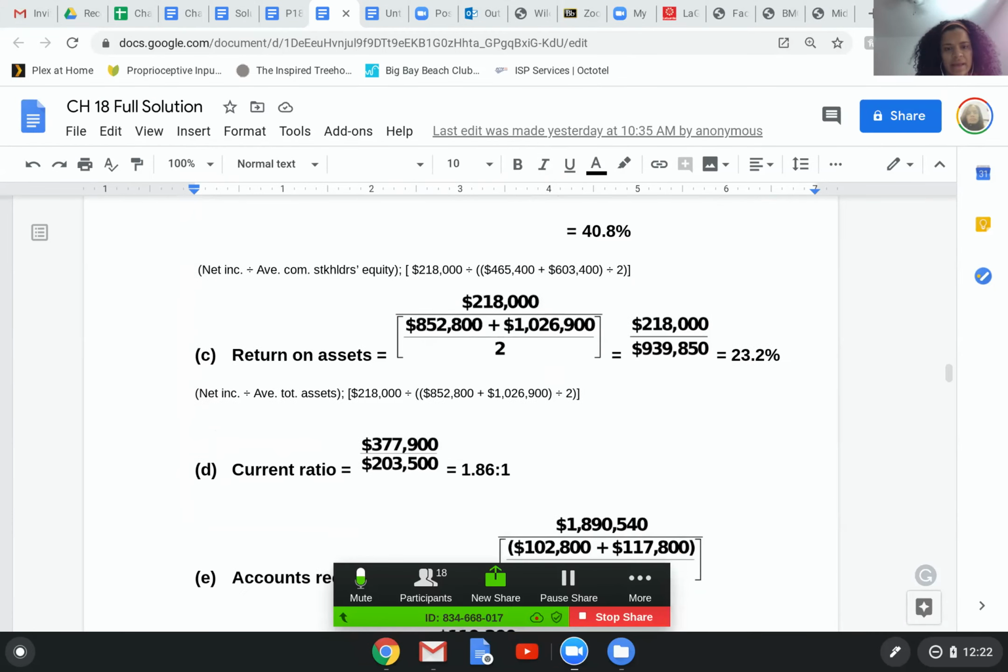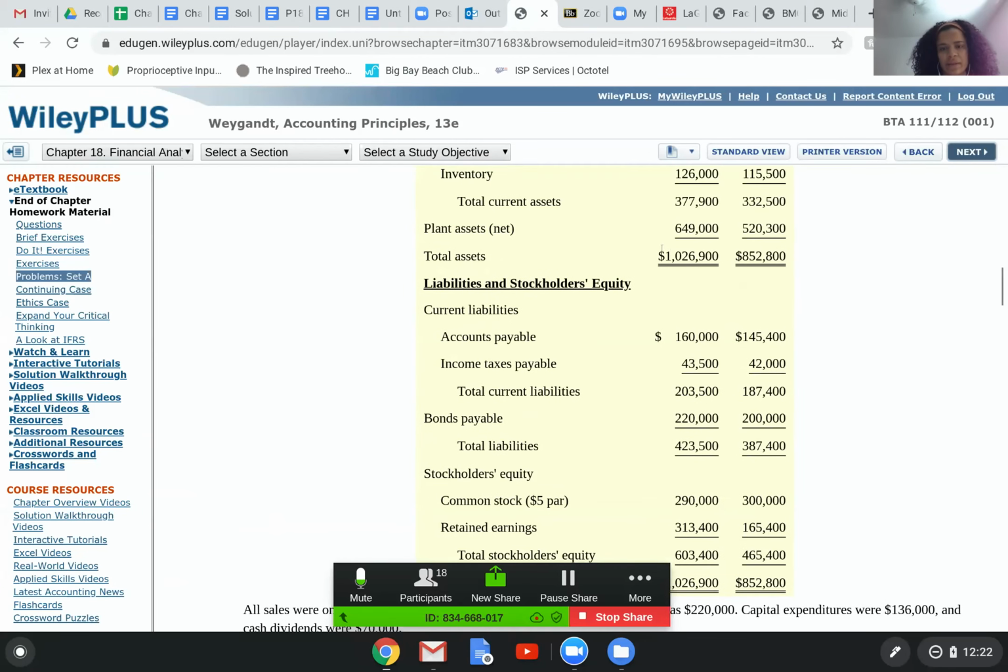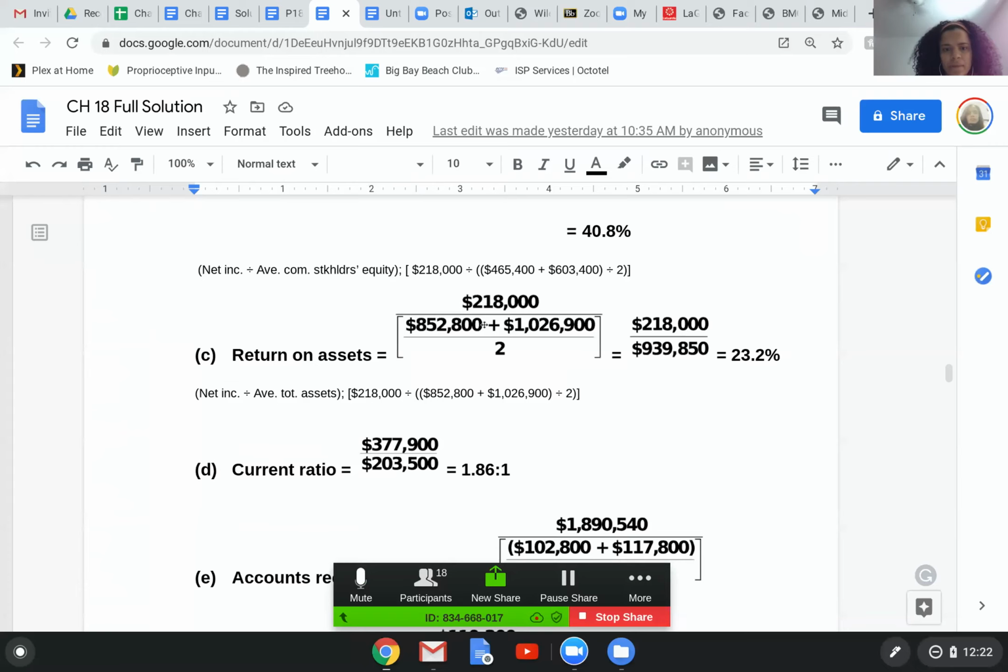All right, return on assets. So your return, again, is implying a percentage. You're taking the net income and you're dividing it by the average total assets. So if we look here, total assets, 1,026,852,000. Those two numbers add together, divide by 2, gives you 939,850. The numerator is your net income. So you should have had a return on assets of approximately 23.2%.